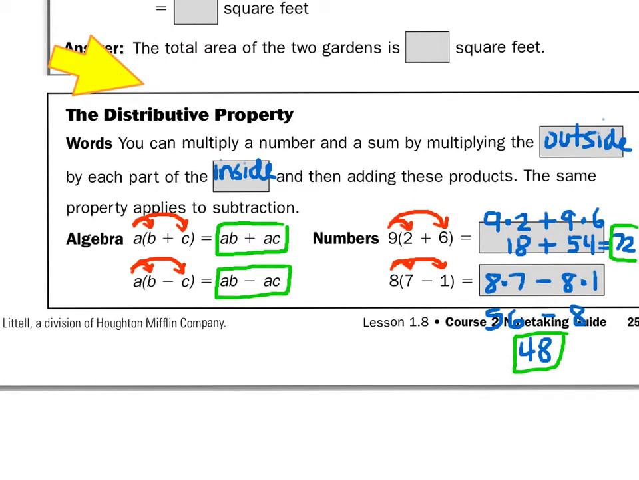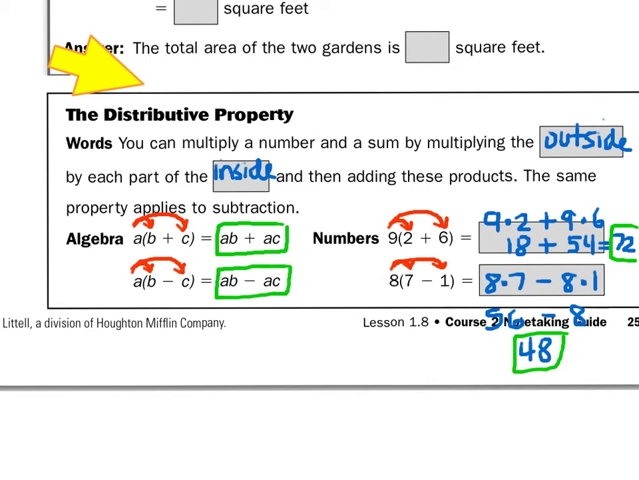Take a look, this also works with a minus sign in the parentheses. So watch, if I had a times the quantity b minus c, well I do the same thing. I circle the a and I draw a rainbow to the b. So that means a times b. And this time I'm going to copy the minus sign, and then I grab the a and I draw a rainbow to the c. a times c gives me ac.